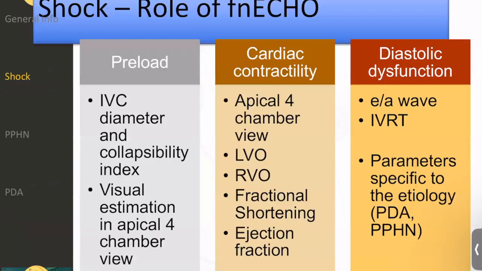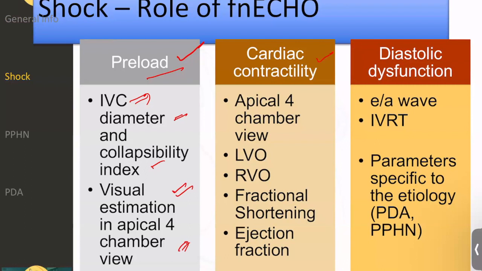So I think this was about the calculations part. And where can we apply all these calculations? In shock, PPHN, PDA, or to estimate the organ perfusion. This is the last slide, which sums up all. In shock, when you look for preload, you can look at the inferior vena cava diameter or the collapsibility index. Then the visual estimation remains the gold standard or the best way in the newborn.